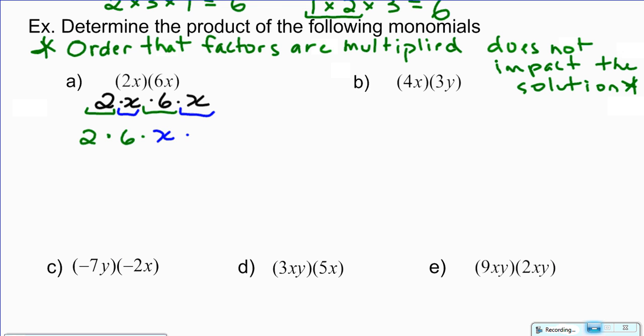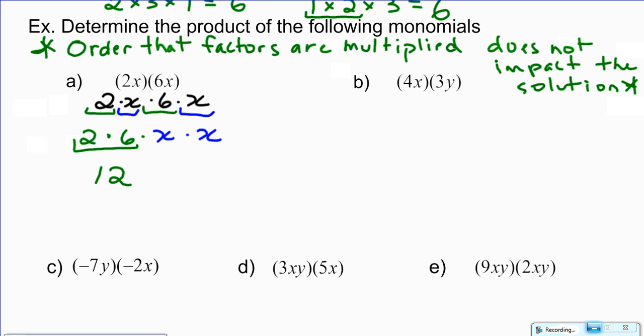times x times x. Again, I might recommend using some kind of color coding or check mark system or something, so that way you remember to use all of your terms, that you don't accidentally forget something or use something more than once. So if we're multiplying our coefficients, 2 times 6, that gives us 12.